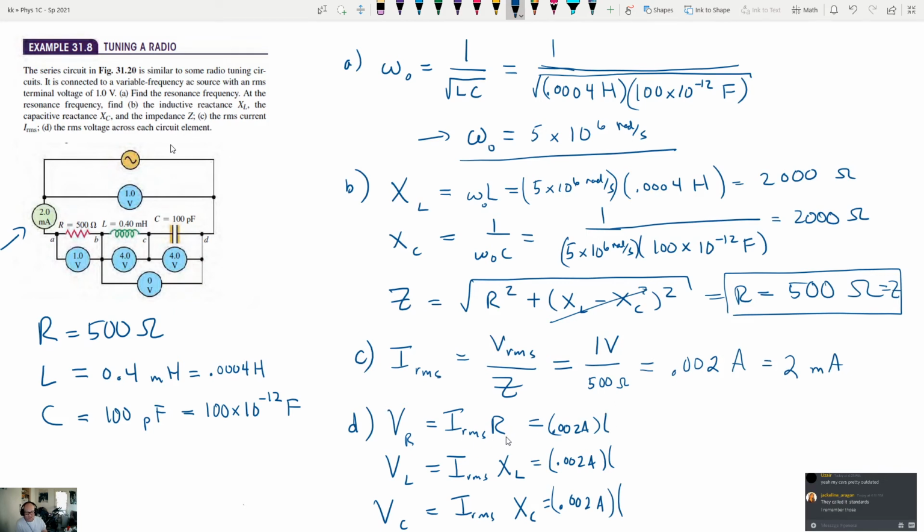Anyway, so I RMS times R: 0.002 amps times, what's R? R is 500 ohms. XL was 2,000. And XC is 2,000. So we get our answers here. I think all the answers are kind of written there. 500 times 0.002 is 1 volt. 2,000 times 0.002 should be 4 volts, and this should also be 4 volts.